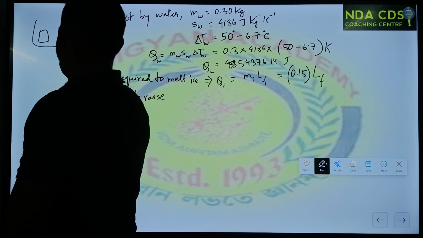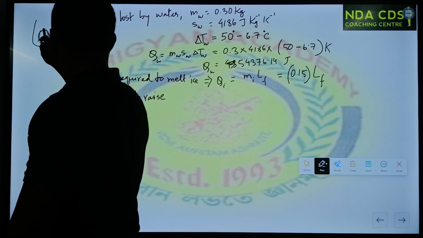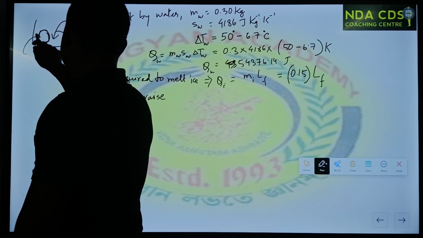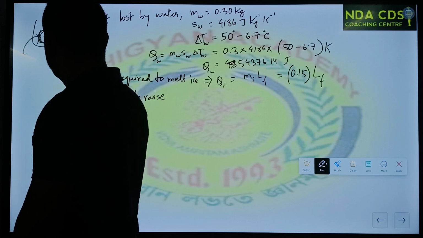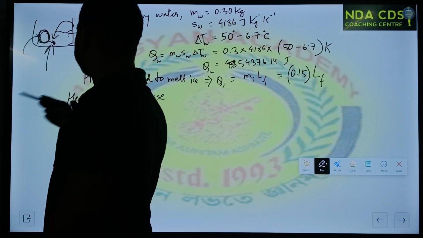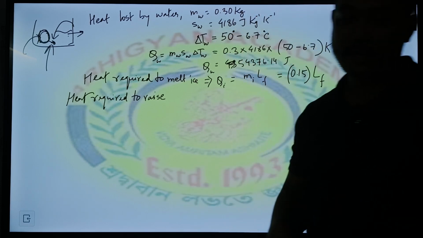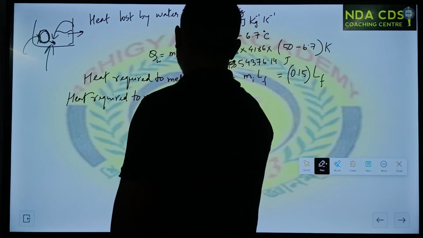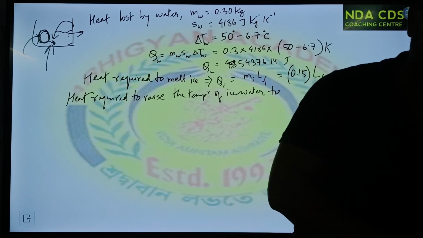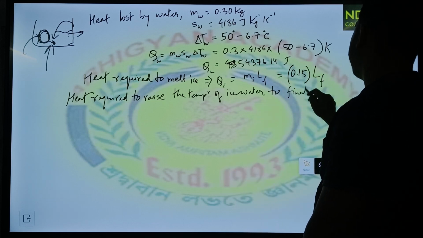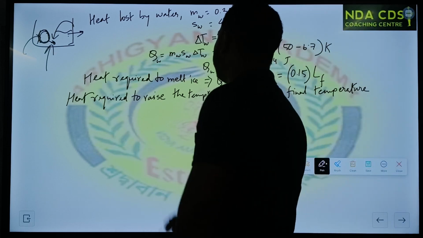You have ice and then you have poured some water. Heat lost by water, that you have calculated. Heat required to melt the ice, so you are giving heat. Then again, heat required to raise the temperature of this ice water that will melt, so some ice water will come out. Find out how much heat is needed to raise it to the final temperature. What was the final temperature in here? Yes, the container's temperature, it has to go up to that. How will you go there, that's the thing.